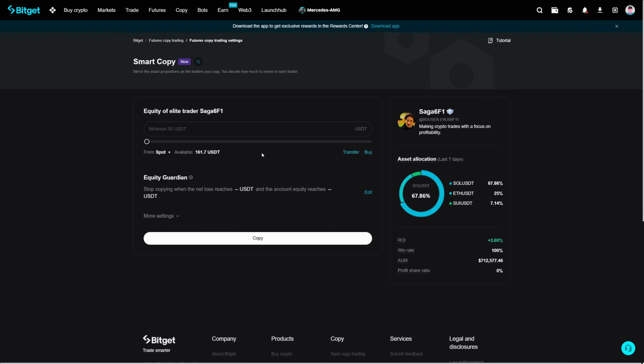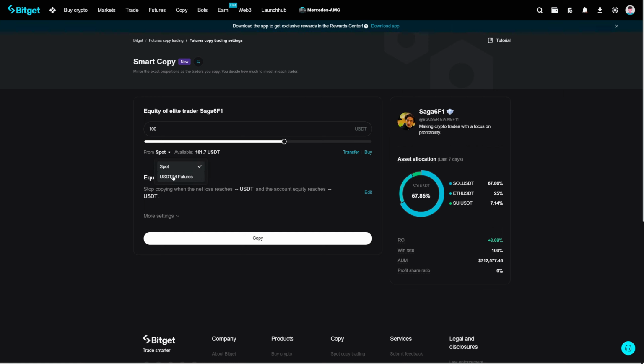Now we click on confirm. Next, we can select how much we put into this trader overall. This does not mean that every trade is worth $100, but this is the maximum amount that all of the trades that he's taking will be worth for us. So if he now opens a trade which would cost us $20, he could open 5 more of these trades until $100 is reached.